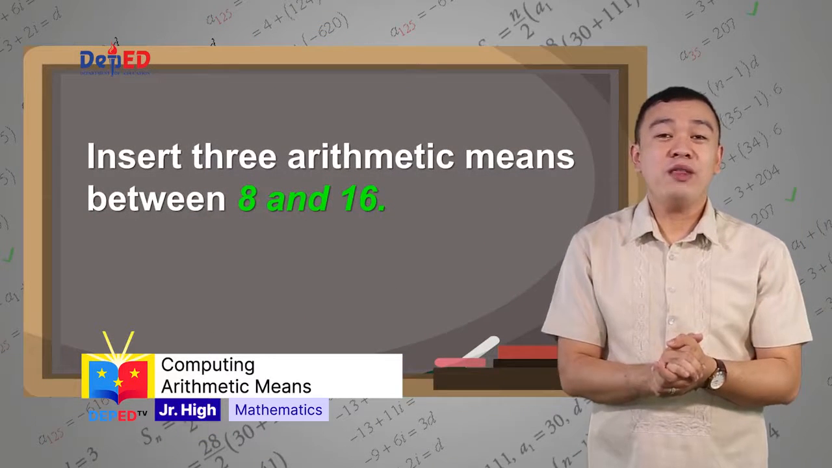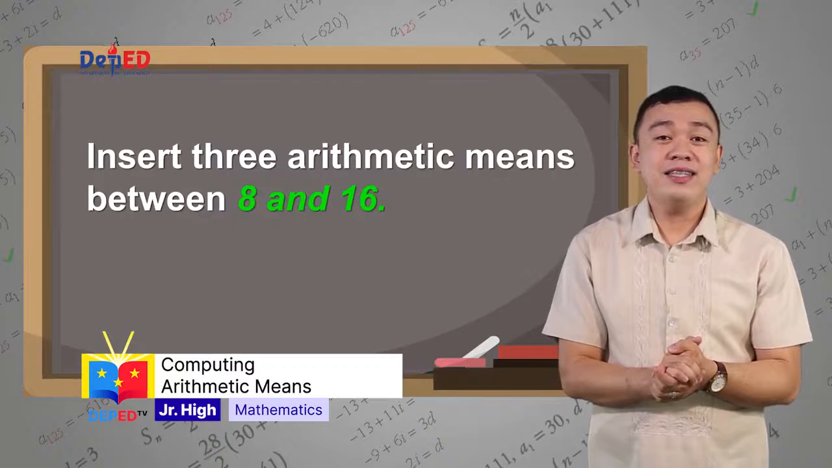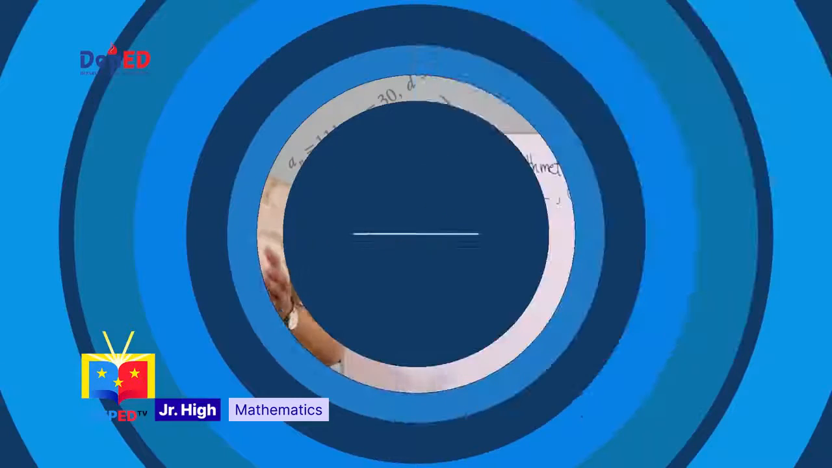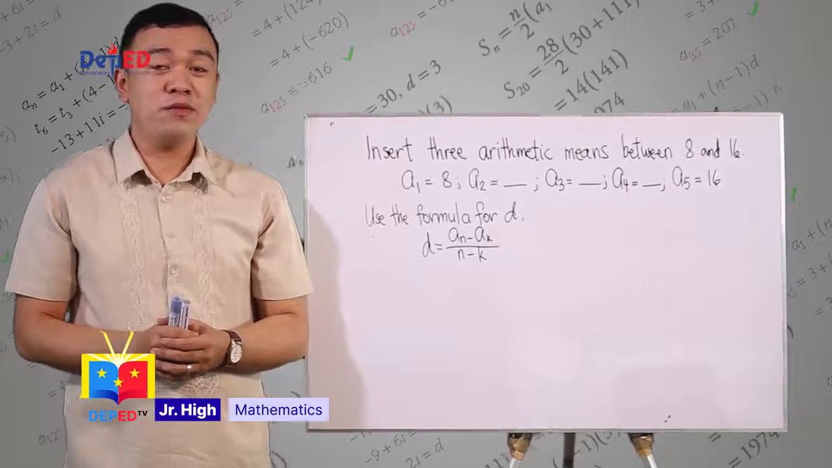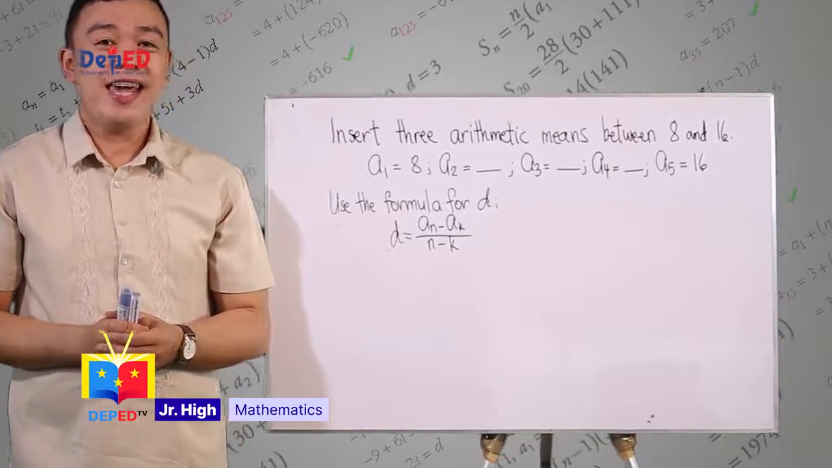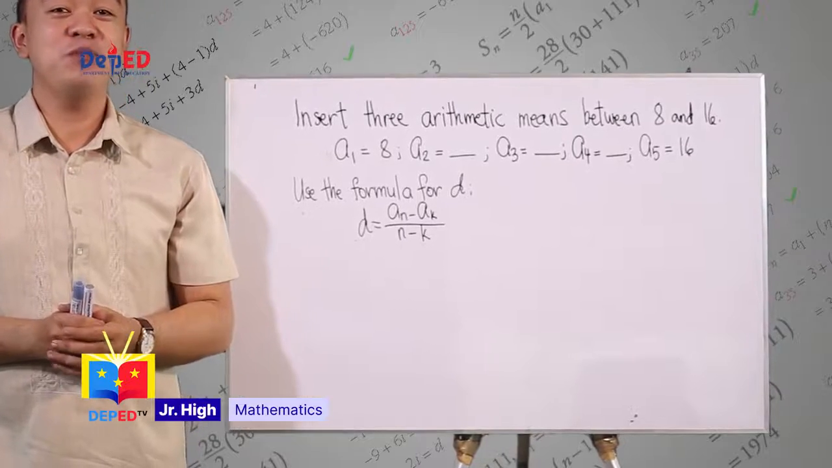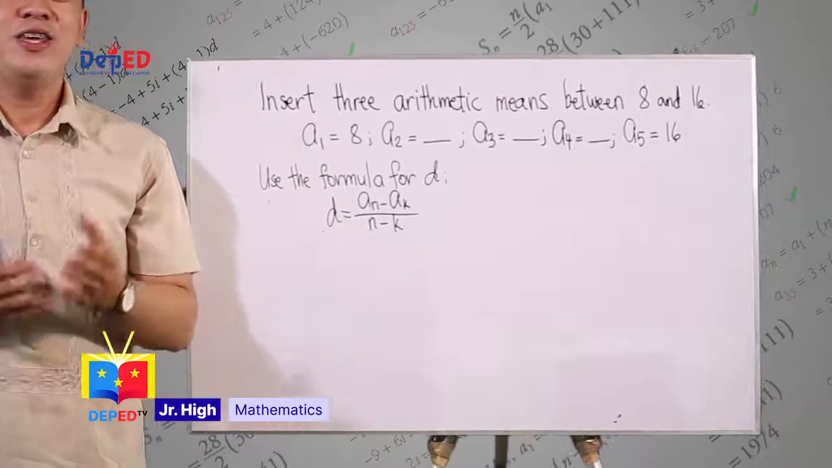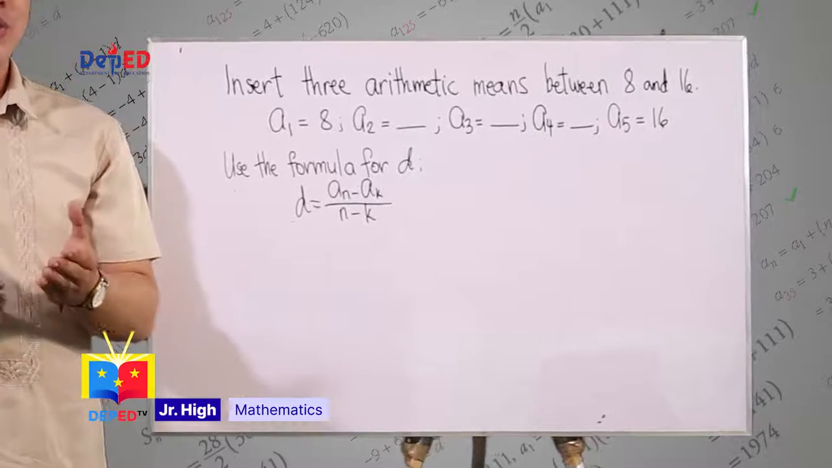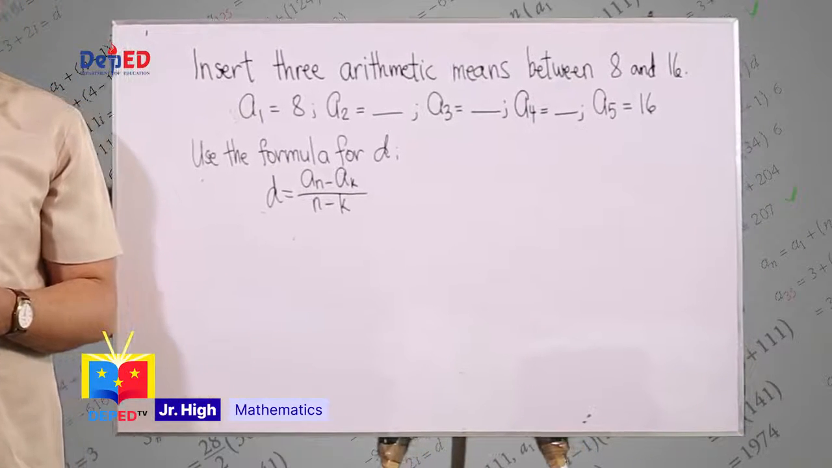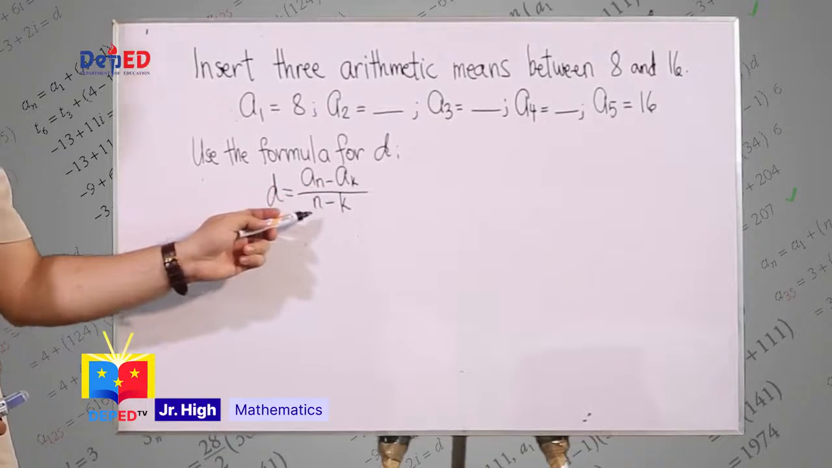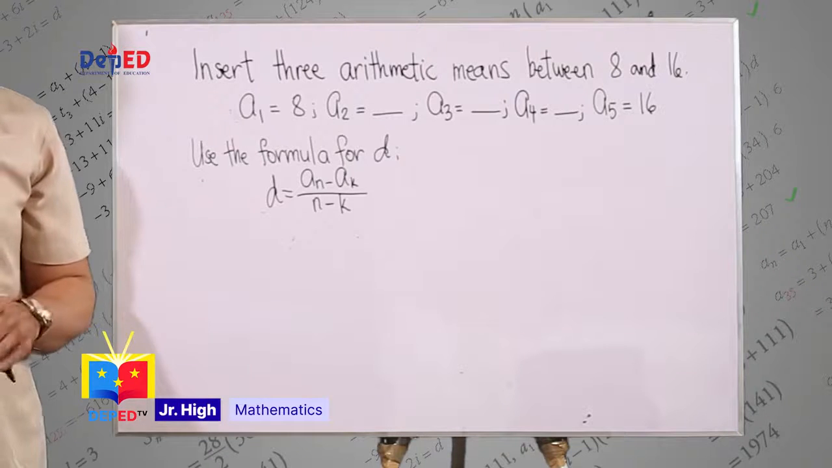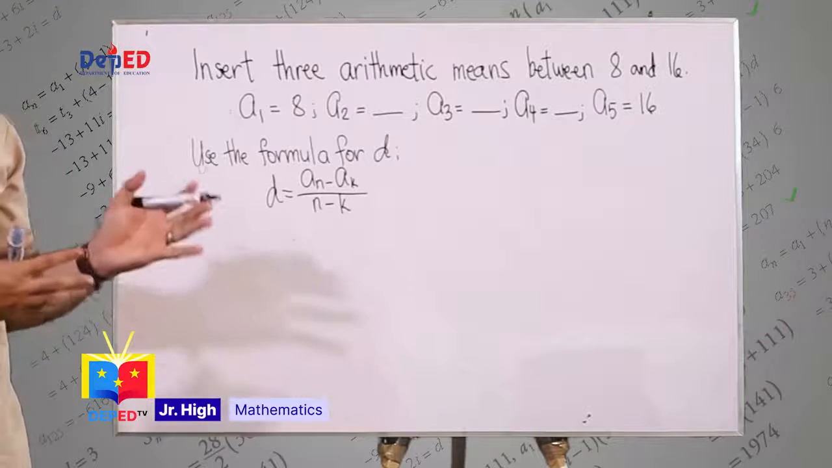Insert 3 arithmetic means between 8 and 16. If 3 arithmetic means will be inserted between 8 and 16, then our a sub 1 or the first term will be equal to 8 and a sub 5 or the last term will be equal to 16. Using the formula for d, compute for the common difference. That's d is equal to a sub n minus a sub k all over n minus k. We will substitute this in our given problem.